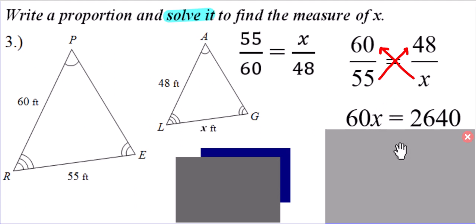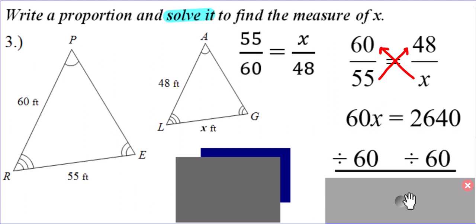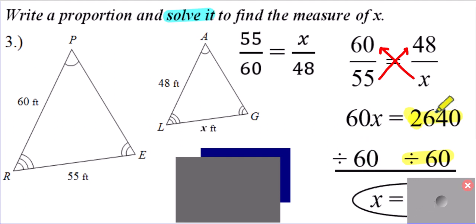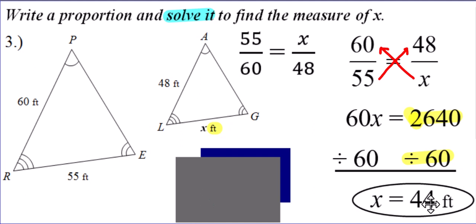Now, how do we solve for x? Inverse of multiplying is dividing. Go ahead and use your calculator to figure out what 2,640 divided by 60 is. Did you already do that? Well, 60 divided by 60 gives us x by itself equals, what's 2,640 divided by 60? It should give you, in your calculator, 44. Now, what's the unit of measure? Look back at the drawing. Everything here is in feet, so that means it's going to be 44 feet.